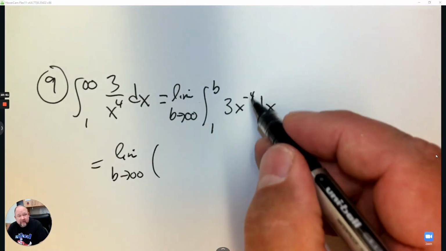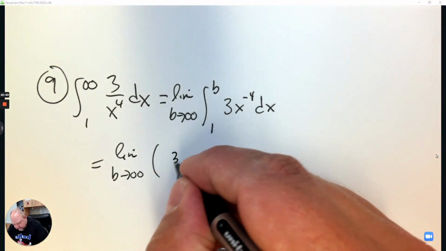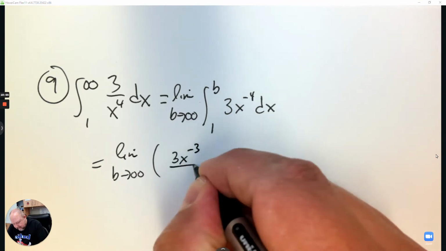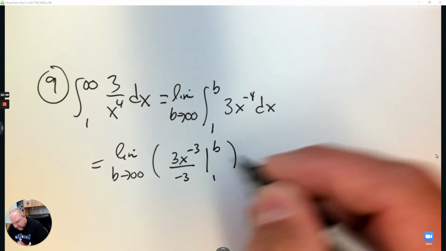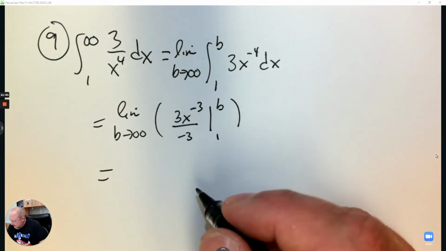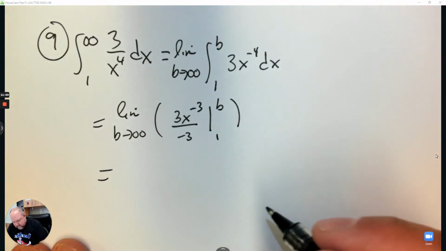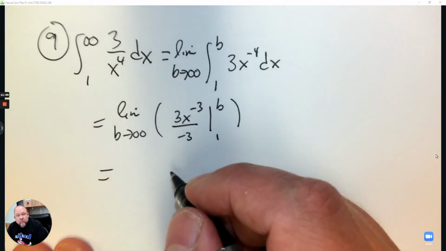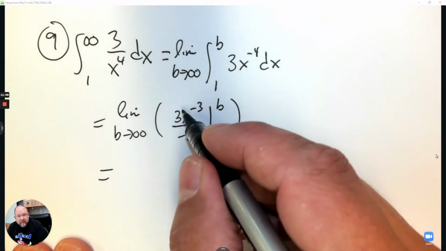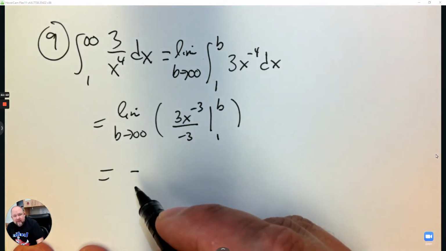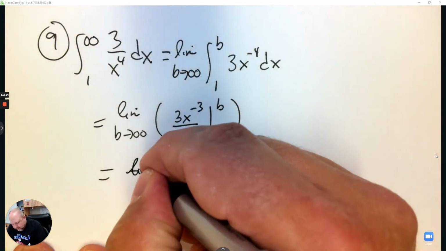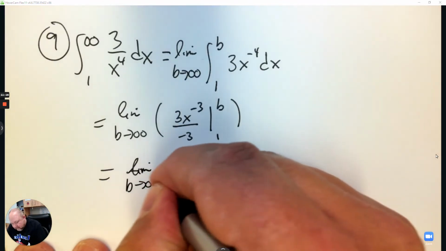So we're going to integrate it. So we're going to add 1 to the exponent and divide by that exponent from 1 to b. We can simplify this. So 3 divided by negative 3 is negative. Now I don't need the limit notation. Well, I can keep the limit notation until the very end. So the limit is b approaches this.